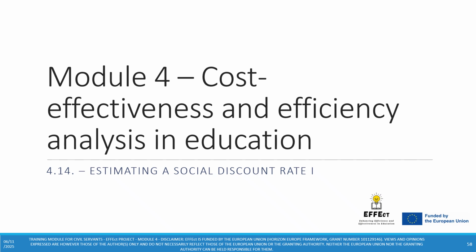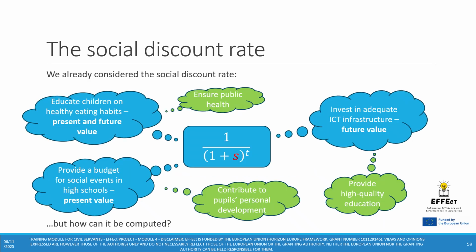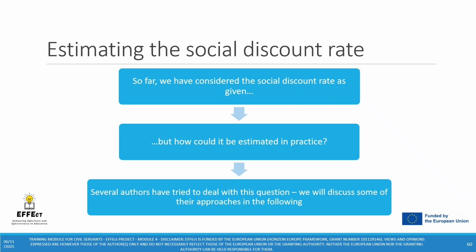Dear participants, welcome to submodule 4.14, in which we will learn how to estimate the social discount rate. We already considered the social discount rate as the discount rate which also takes social aspects of the differences between today and the future into account. But how can we compute this social discount rate? So far, we have always considered the social discount rate as given, but how could we estimate it in practice? Several authors have tried to deal with this question, and we will discuss some of their approaches in the following.